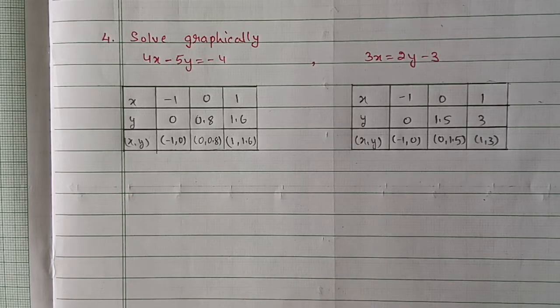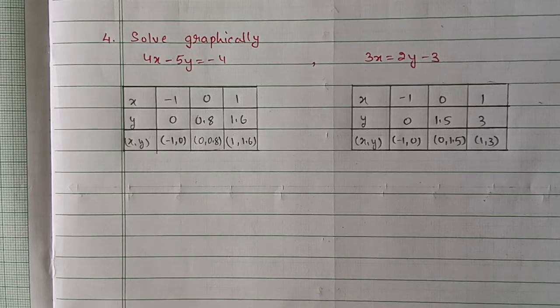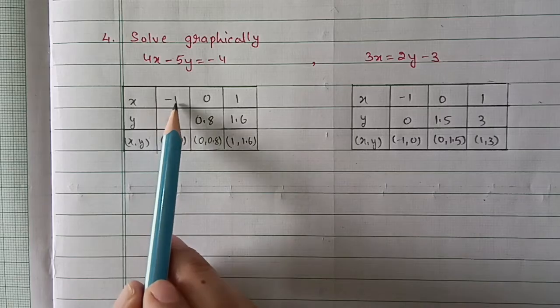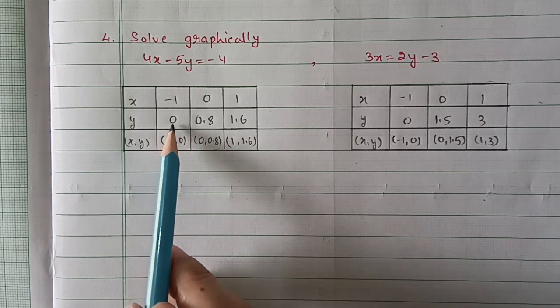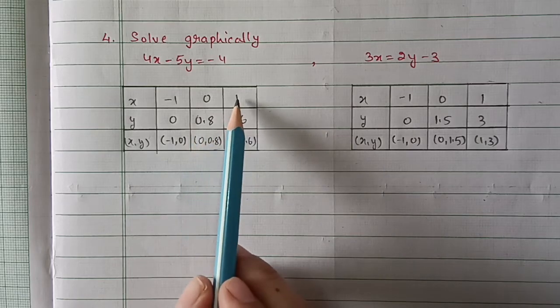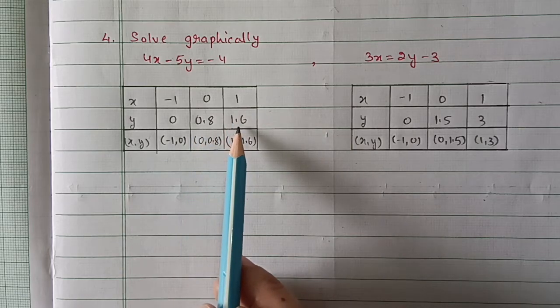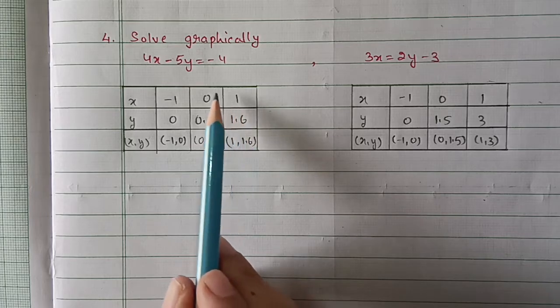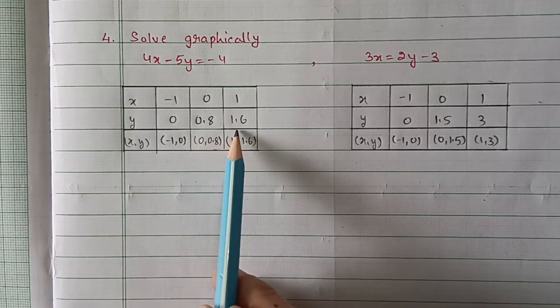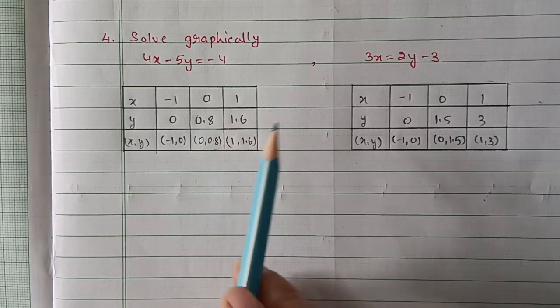Next we have question number 4. Solve graphically 4x minus 5y equal to minus 4 and 3x is equal to 2y minus 3. So first we will find out 3 points for plotting. From the first equation I have taken when x is minus 1, y I am getting 0. When x is 0, y I am getting 0.8 and when x is 1, then y I am getting 1.6. See, sometimes we are not getting a whole number. In that case we can go for decimal number also, but plot it correctly.